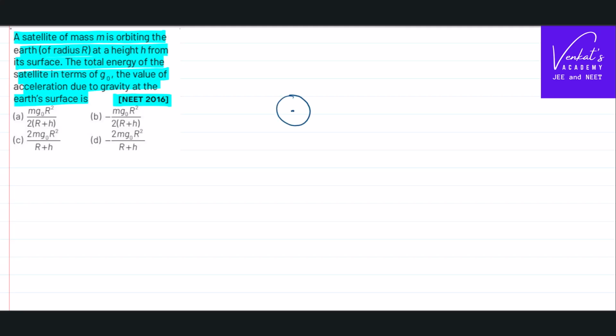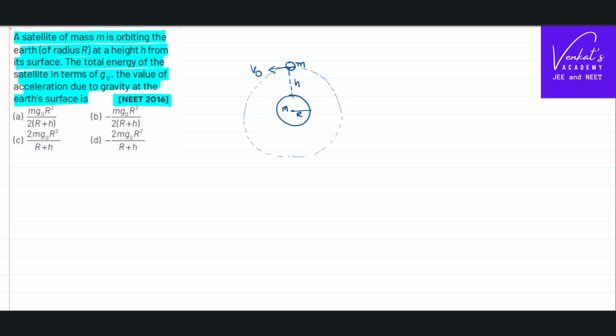there is Earth whose radius is r, mass is M. At a height h from the Earth, there is a satellite of another mass m, which is revolving around the Earth with a certain velocity, obviously, which is called orbital velocity.